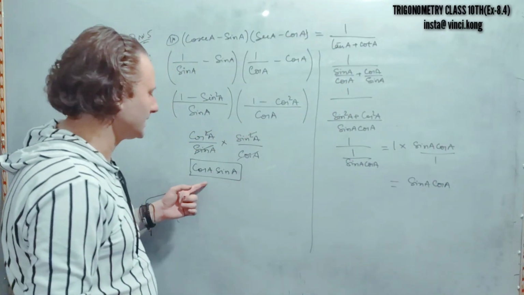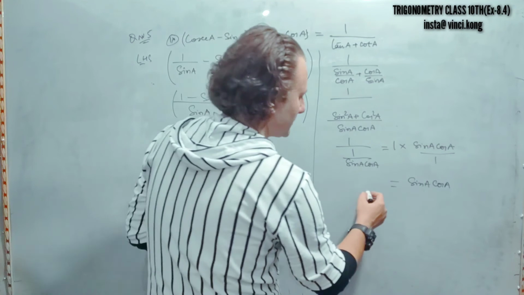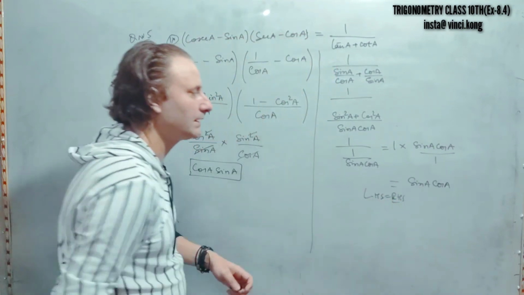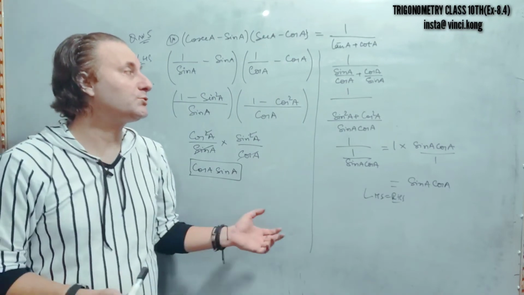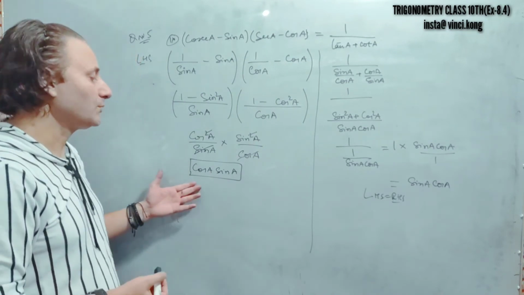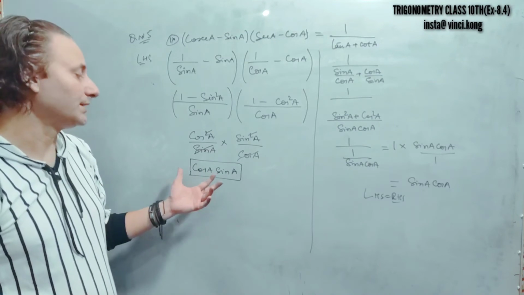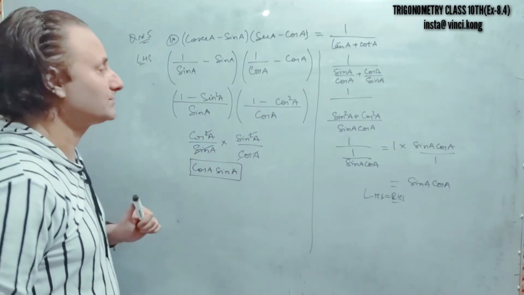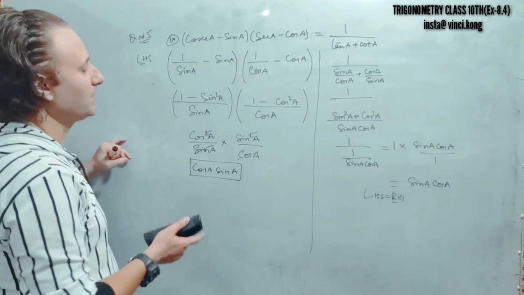So what was our left hand side? Sine A cos A, right hand side sine A cos A. LHS is equal to RHS. Clear guys? Sometimes we need to solve the right hand side as well if we are not able to get the answer that we require. So we need to solve the right hand side also. You can do it with all the questions, by the way.